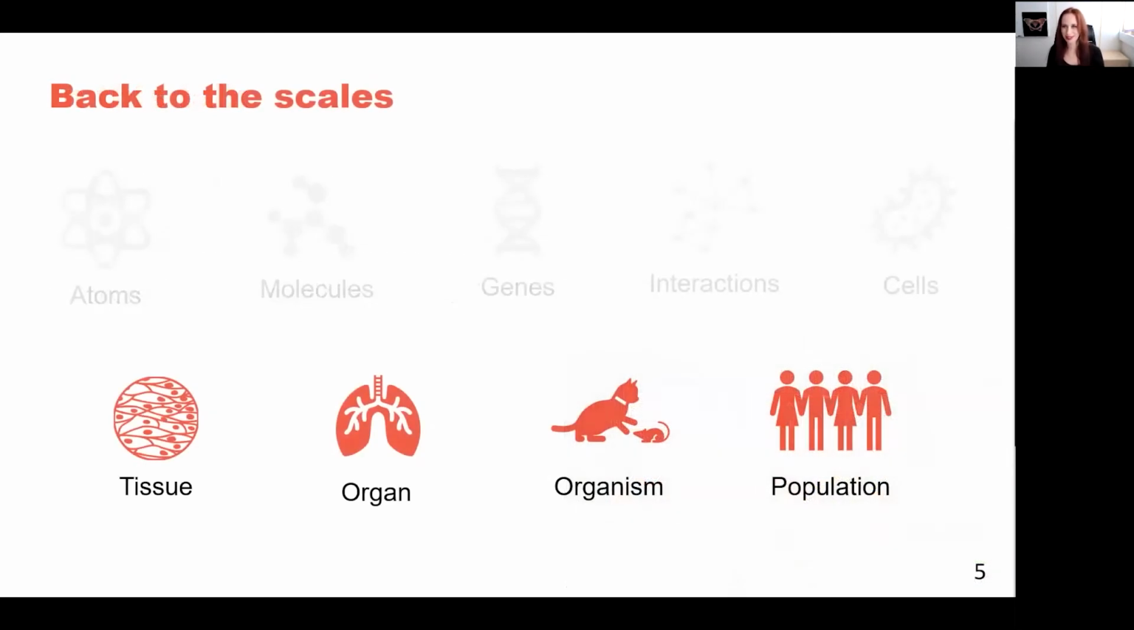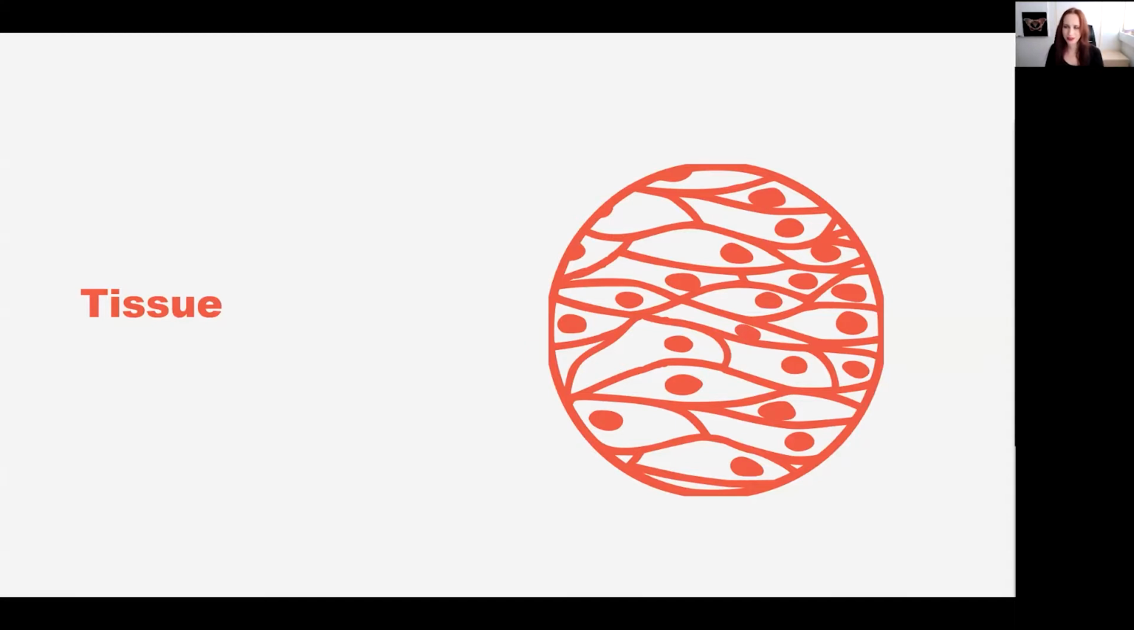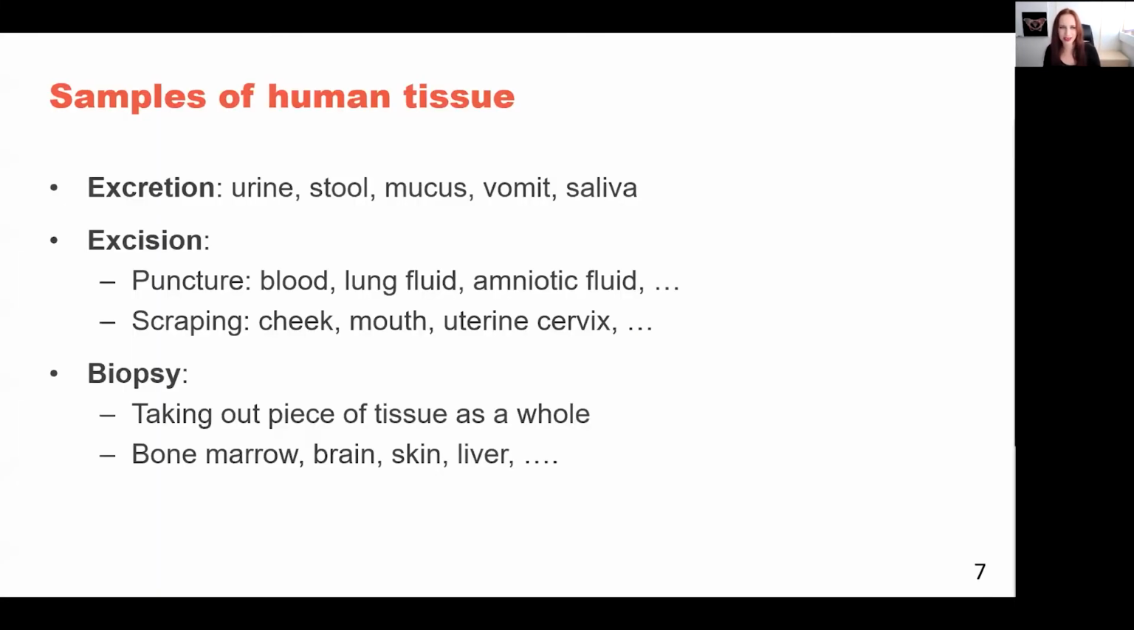So finally, back to the scales where Jan left us. So Jan already covered the atom all the way to the cell level, and I will pick it up from the tissue level. So when you're thinking about tissue in a medical context, there's a variety of tissue you can get from patients, and you can get it in several ways.